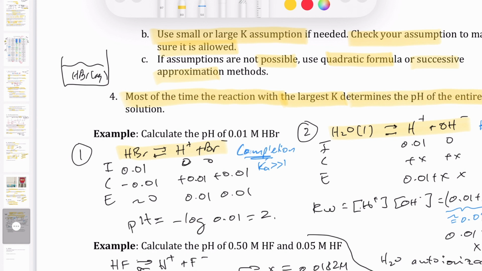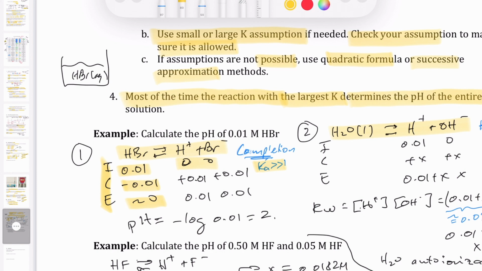I set up my ICE table on the left, as you can see, and I have the initial concentration of HBr being 0.01. And of course, at the beginning, I don't have any products yet. If it's a strong acid, how much of it is going to turn into product? The answer is all of it, right? Because the K is much greater than 1. So if we think back to that large K idea, anytime you have a really large K, that means that all your reactants become product, and so all the reactants are used up. That's an assumption. We would say that at the end we have close to 0, but not quite 0.